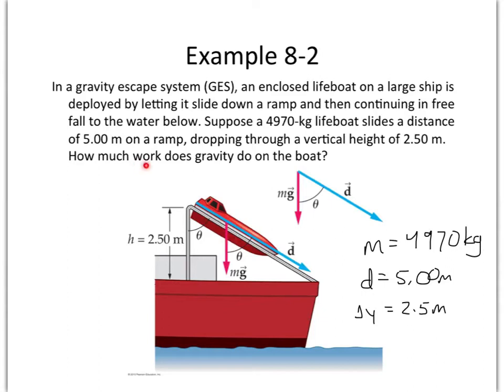So the question is, how much work does gravity do on the boat right here? Well, first thing we need to figure out is what is phi. Now, again, here it's marked as theta. It's perfectly fine, all right?